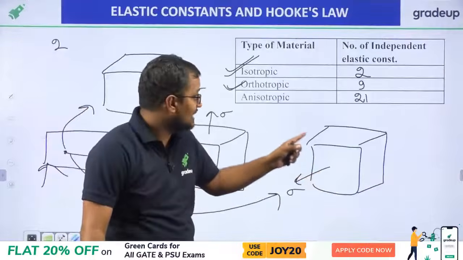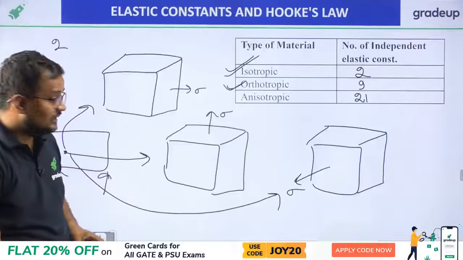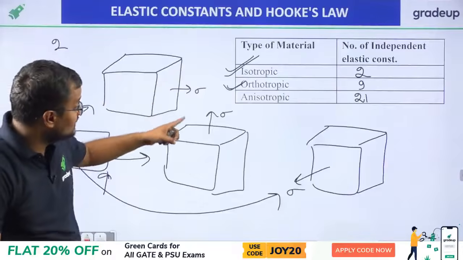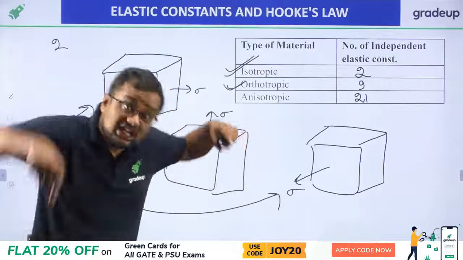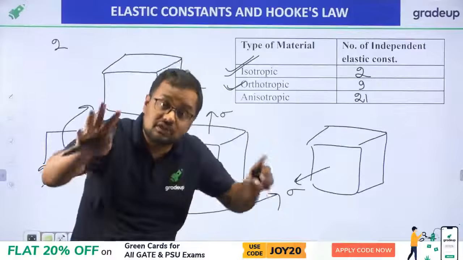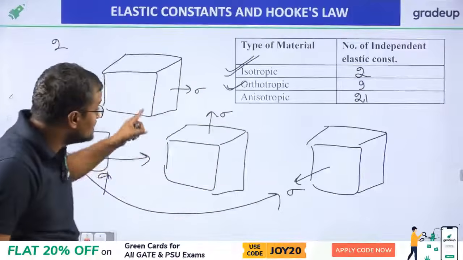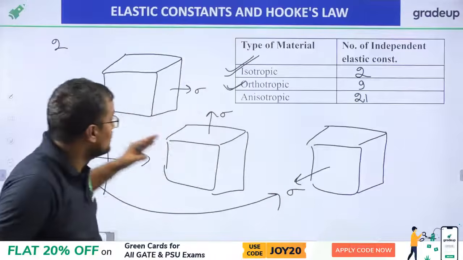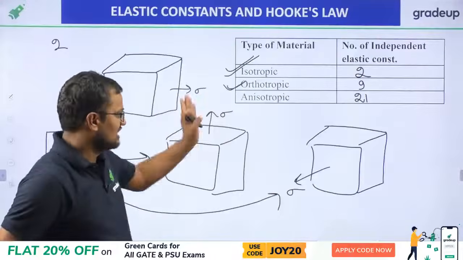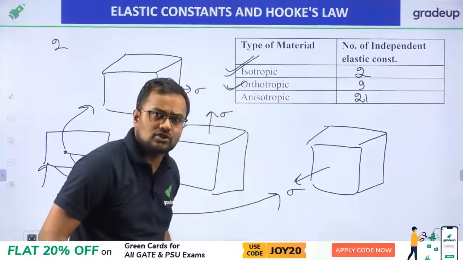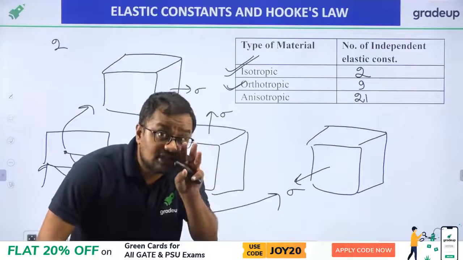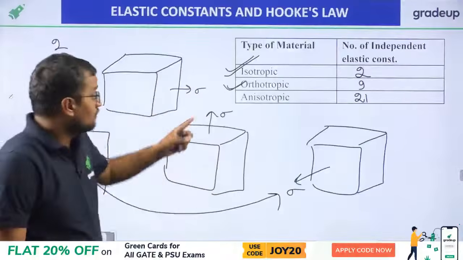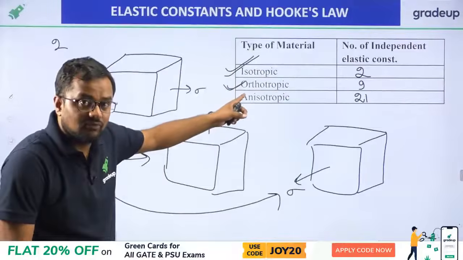But in anisotropic material, due to these 3 stresses, shear strain will also come. I am saying again, if these materials are isotropic, then due to this stress, strain in the X direction is suppose 2, strain in the Y direction is 2, strain in the Z direction is 2. All 3 strains will be the same because for isotropic, property in 3 directions is the same. Orthotropic, property in 3 directions will be different.